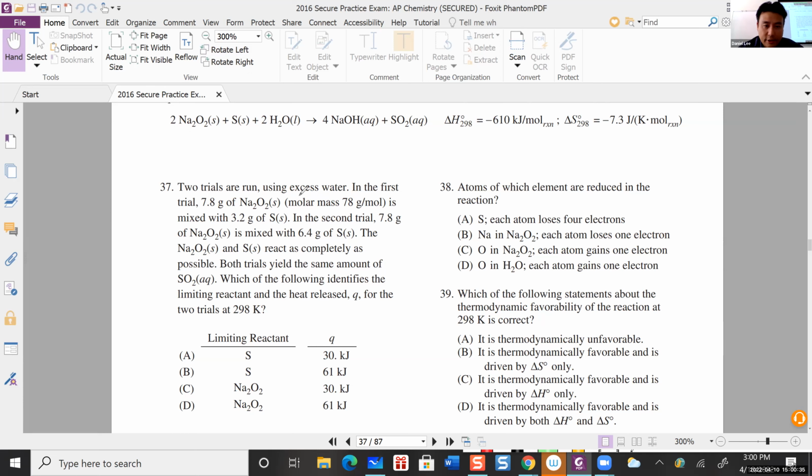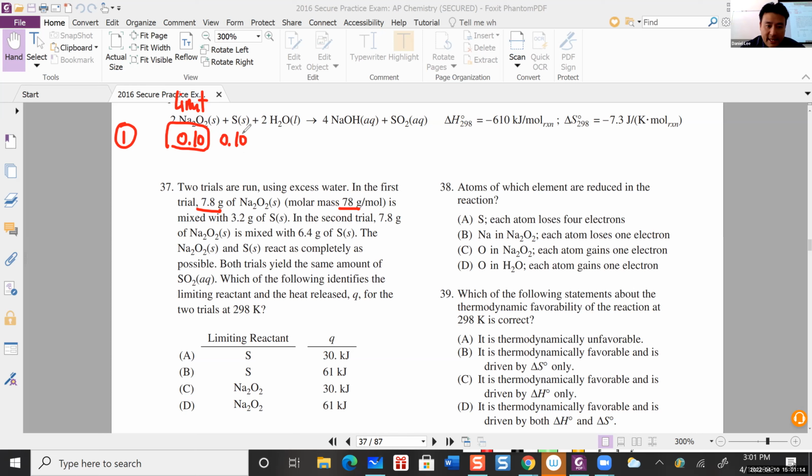Two trials are run using excess water. First, you have 7.8 grams of this. Molar mass is 78, wouldn't that be 0.1 mole? So write down right beneath it, 0.1 mole, to remind yourself. This is trial one. Then you put 3.2 grams of sulfur. Molar mass for sulfur is 32, so it's also 0.1. So trial one tells you that you have 0.1 of both. Who is limiting? It must be Na2O2 because you need twice as much. So I boxed the limiting reactant to remind myself.